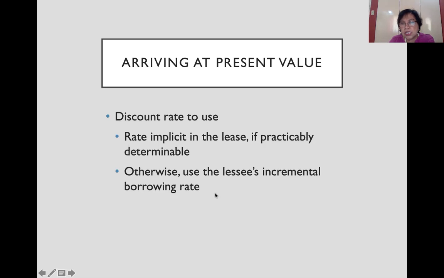Again, we are speaking here from the point of view of the lessee. Therefore, if the lessee cannot practicably determine the implicit rate of the lessor, then the lessee shall use its own incremental borrowing rate. So they are presented here in the order of priority. Again, our first priority is the implicit rate. If this is not determinable, use the lessee's incremental borrowing rate.